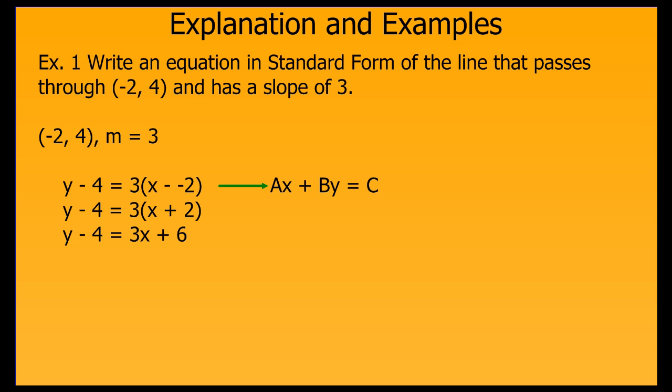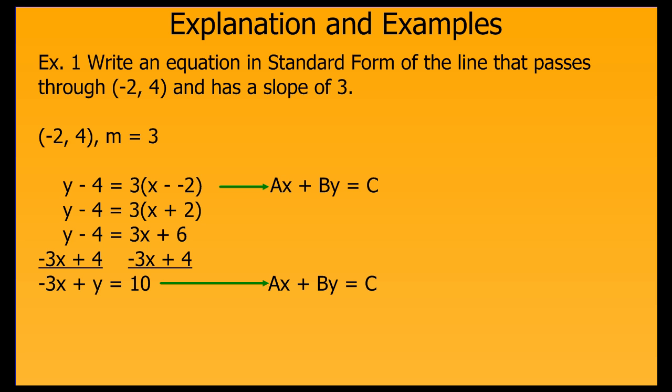So we begin to simplify this a little bit. But note we still have the y on one side and the x on the other side. That is not standard form. So we want to get both the x and the y to the left side and all the constants to the right side. So we'll subtract 3x from both sides, and we'll also add 4 to both sides. This gives us negative 3x plus y on the left side and 10 on the right side. This is now an equation in standard form for our line.